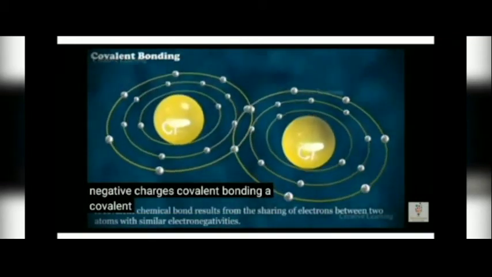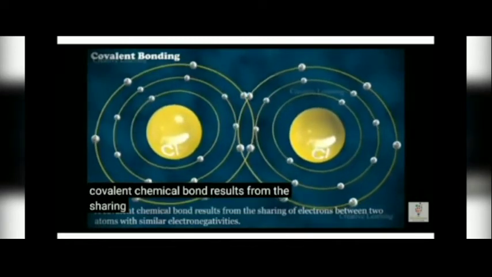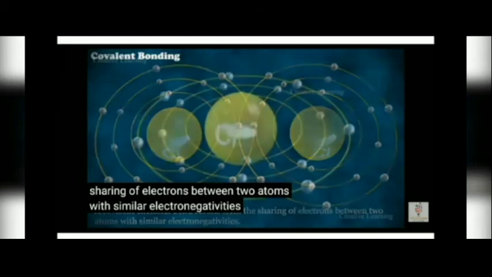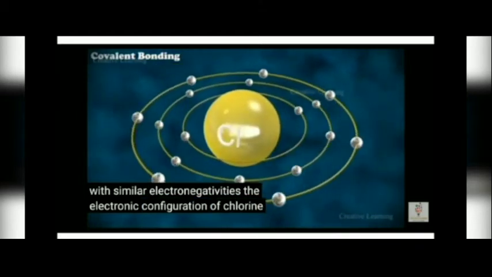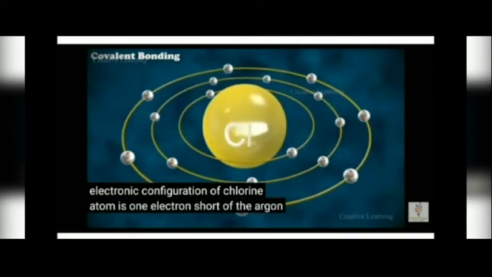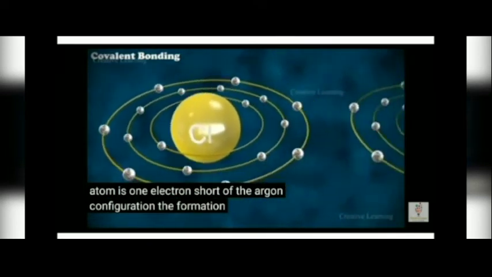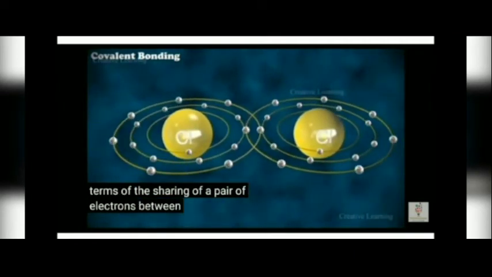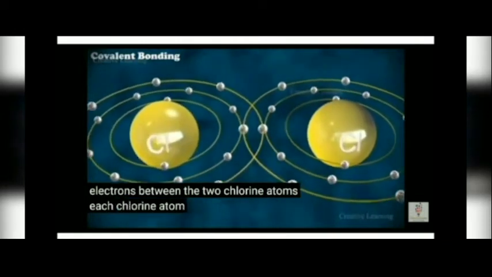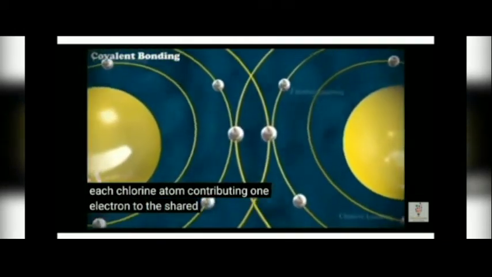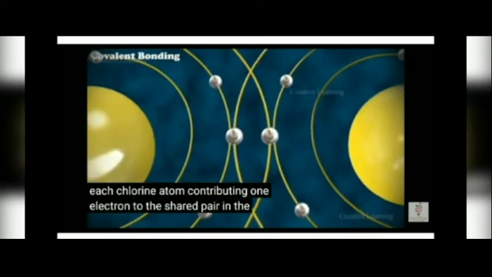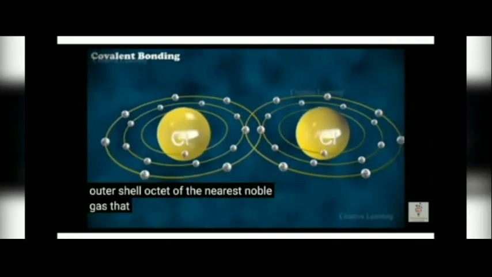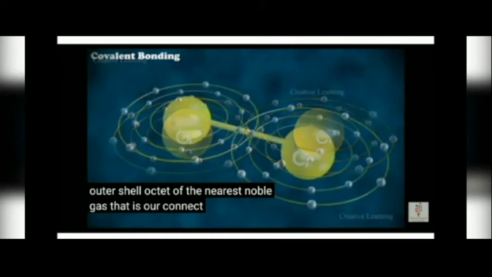Covalent bonding. A covalent chemical bond results from the sharing of electrons between two atoms with similar electronegativities. The electronic configuration of a chlorine atom is one electron short of the argon configuration. The formation of the chlorine molecule can be understood in terms of the sharing of a pair of electrons between the two chlorine atoms, each chlorine atom contributing one electron to the shared pair. In the process, both chlorine atoms attain the outer shell octet of the nearest noble gas, that is, argon.